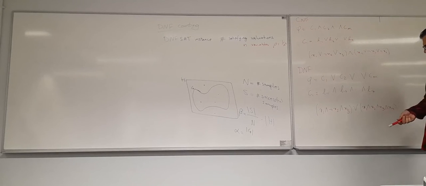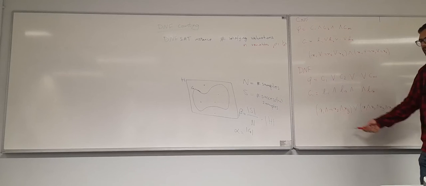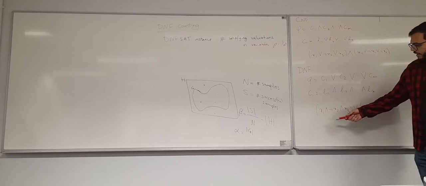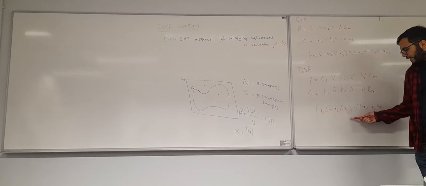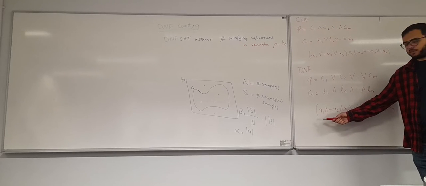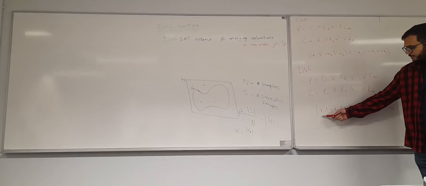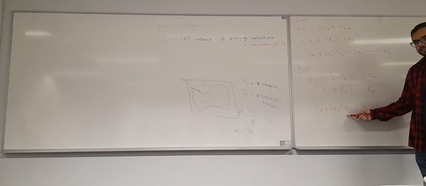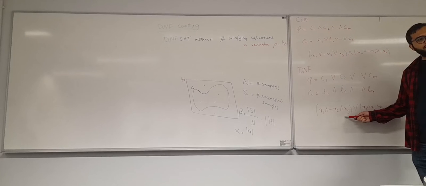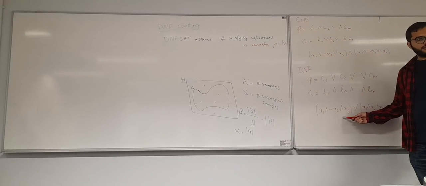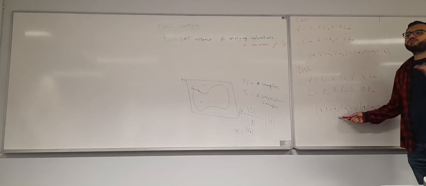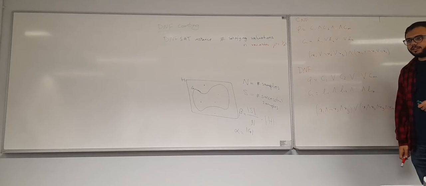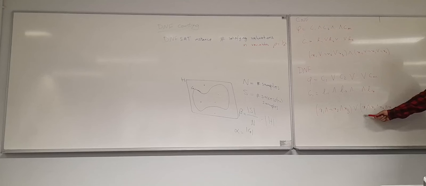So, for example, here if I have, let's say, 10 variables, how many valuations do I have that satisfy this clause? Well, to satisfy this clause, I have to set x1 to true, x2 to false, and x3 to true. But for all the 7 other variables, I can do whatever I want. So I have 2 to the power of 7 different ways, let's say. And similarly here, I have 2 to the power of 6 different ways. But some of these will actually be shared by both of them.